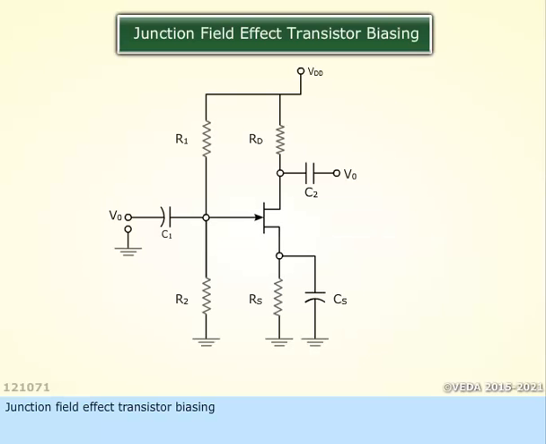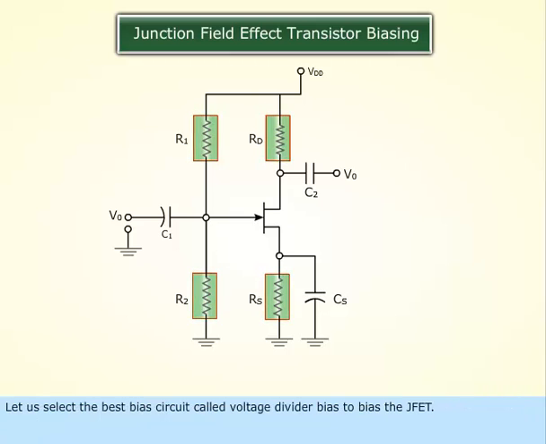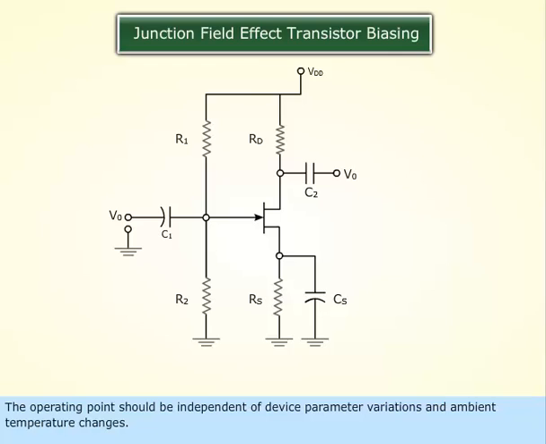Junction field effect transistor biasing. For the proper functioning of a linear FET amplifier, it is necessary to maintain the operating point stable. Let us select the best bias circuit called voltage divider bias to bias the JFET. The operating point should be independent of device parameter variations and ambient temperature changes.